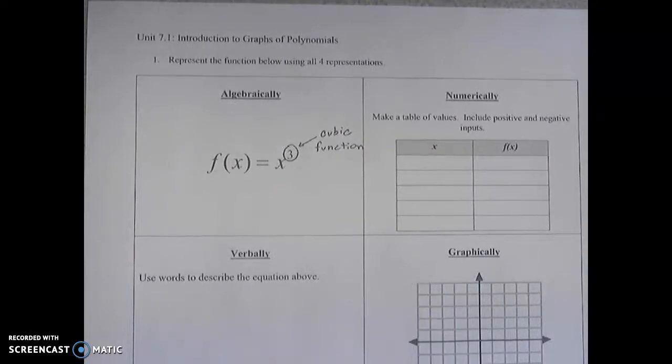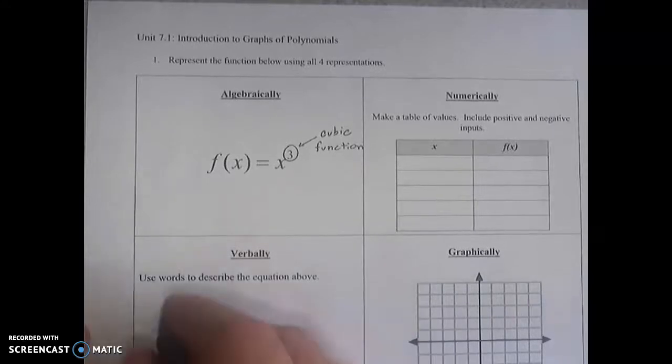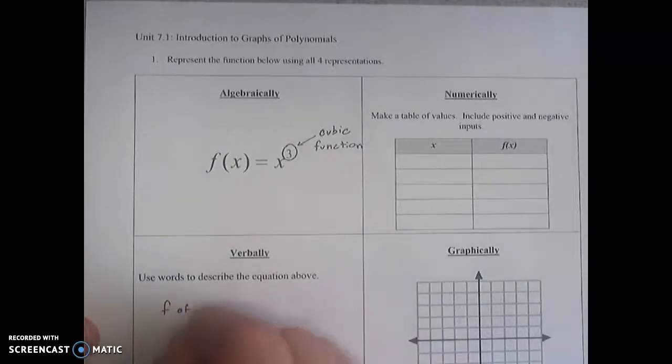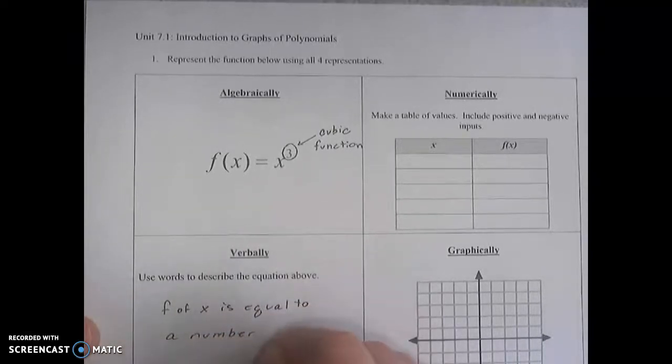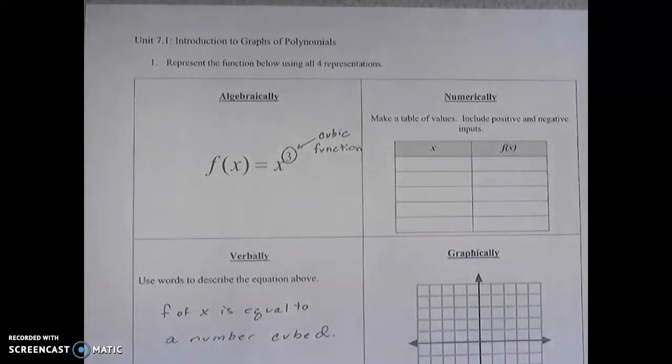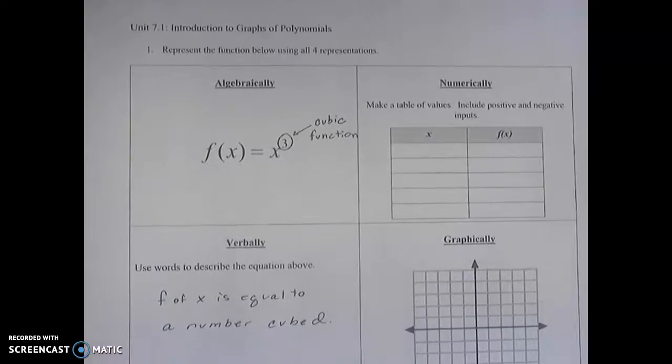Verbally, use words to describe the equation above. F of x is equal to a number cubed. Okay. When we get to our second page of this notes video, we're going to talk about the shifts that could occur, just like shifts that we've worked on for a number of different units, both lefts and rights, ups and downs. We'll get to that here in our next page of notes.